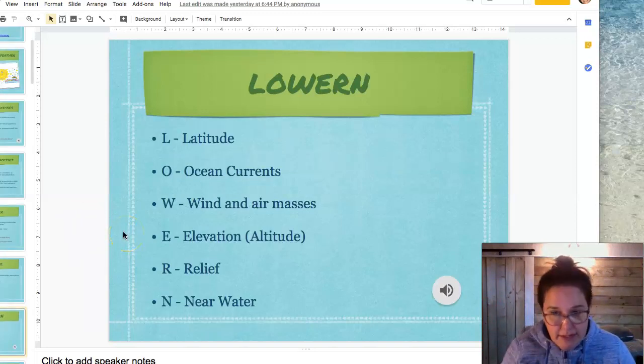So the way we break this down is this acronym, LOWERN. So L stands for latitude. We're going to break each one of these down. O is ocean currents. W means wind and air mass. E is elevation. R is relief. And N means nearness to water. So we're going to break each one of these down a little bit more.